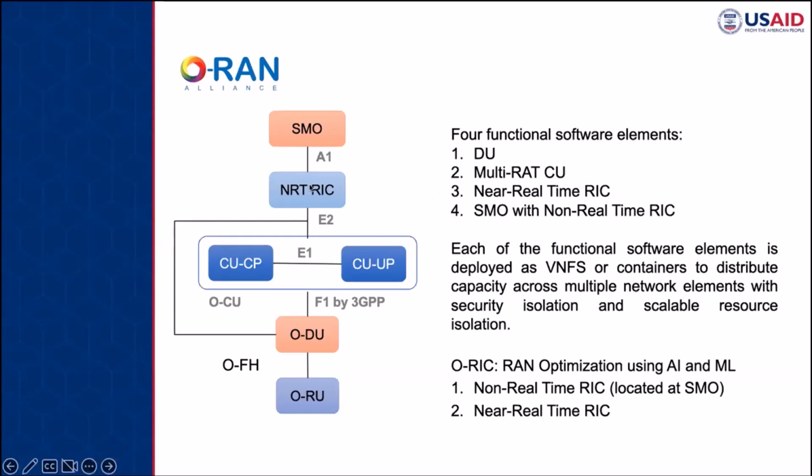Just keep in mind: xApps are in the near real-time RIC, rApps are in the non-real-time RIC. Okay, so another functional element here is the SMO. So ito po ating SMO sa taas. It also has the non-real-time RIC, as we have seen in the O-RAN architecture earlier. The non-real-time RIC handles tasks that have greater than 1 second na latency.